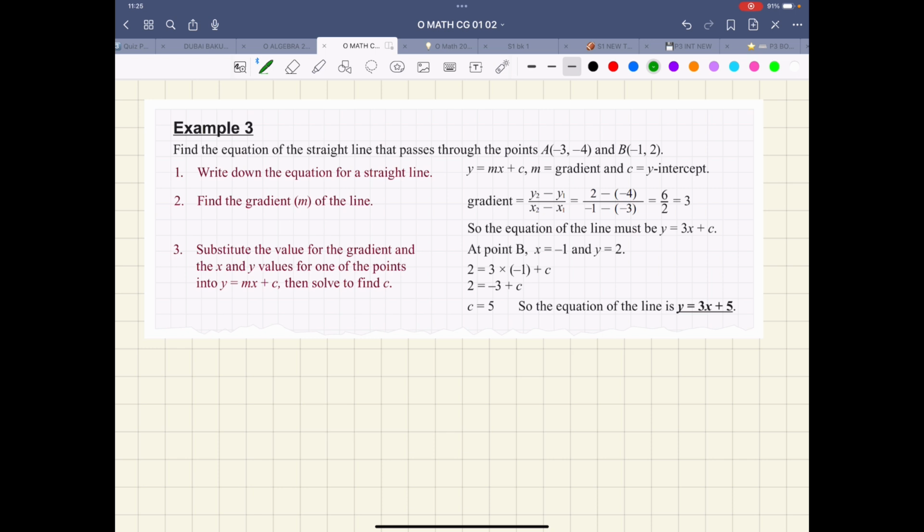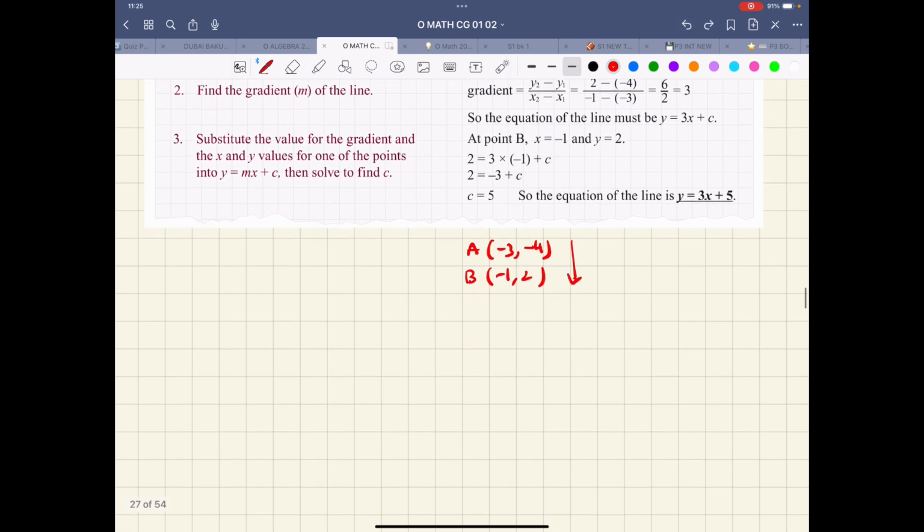Now, another basic question. It says find the equation of a straight line which passes through the points A (negative 3, negative 4) and B (negative 1, 2). There is nothing special in this one. We take these 2 points and find the gradient. Make a habit of writing it out like this: A (negative 3, negative 4), B (negative 1, 2), and I'll draw an arrow like this.